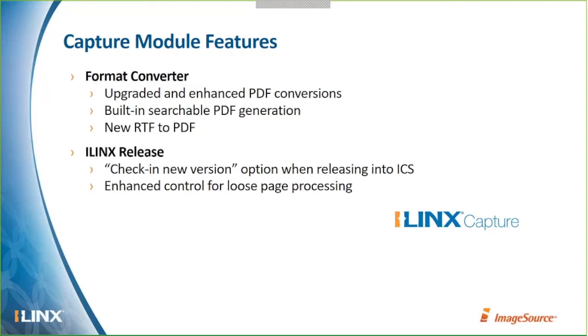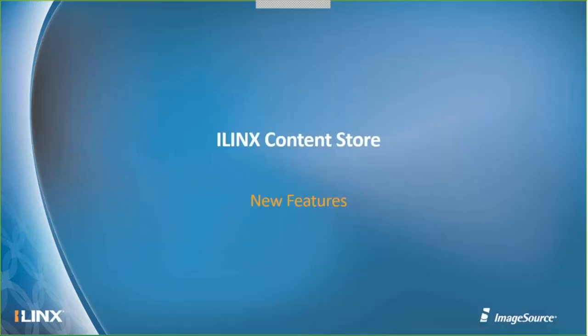We've also added a couple neat features to ILINX Release. My favorite is the ability, when you're releasing into Content Store, you can have it look for a document using a certain set of metadata criteria. If it finds it, you can now check in a new version of that document. So maybe I'm doing some type of contract approval or something like that. At the end of my workflow, I want to update what I have in my repository, and I can use this new feature to do that.